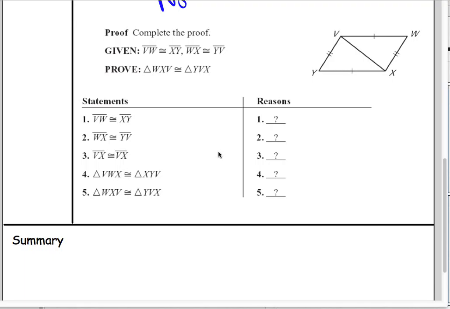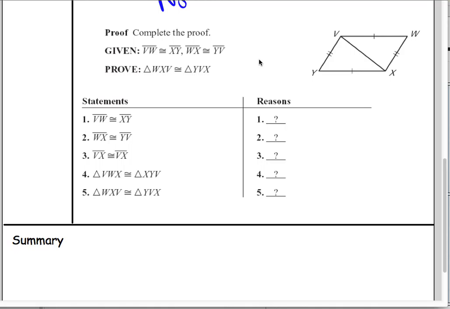Complete the proof. We're given that VW is congruent to XY. Make sure that's marked in the picture, and it is. We're also given that WX is congruent to YV. Now, these pictures have these triangles touching, so I want us to look at that for a minute before we even get into the proof. Let's just see if we think they're congruent before we start writing a proof, especially if our proof was blank.